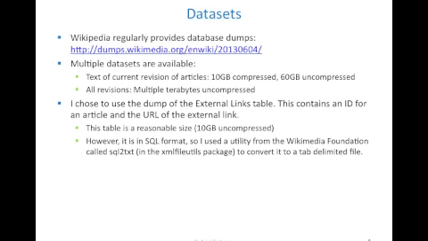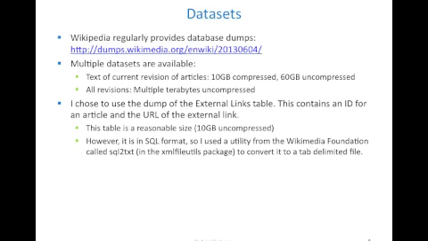The Wikimedia Foundation provides regular dumps of the Wikipedia database. Wikipedia is enormous. It has 4.25 million articles in the English version. So just the text of the current articles is about 60 gigabytes uncompressed, and that's just the current revisions. If you want to look at the entire history of every article and every single revision, that gets into the terabytes uncompressed. In this case, I'm looking at a specific database table, which is a table of external links.